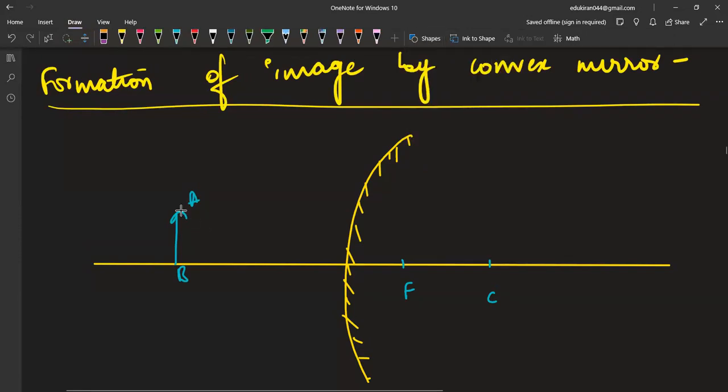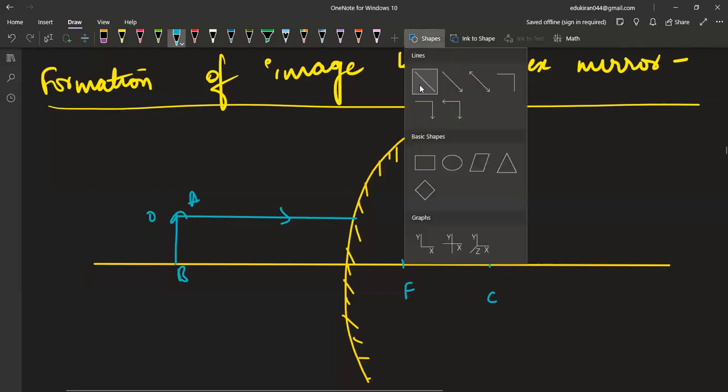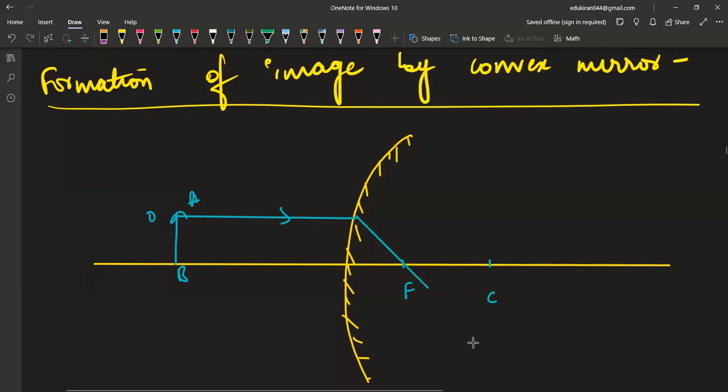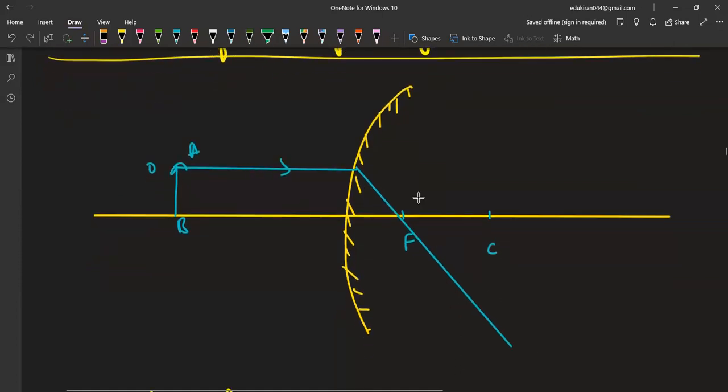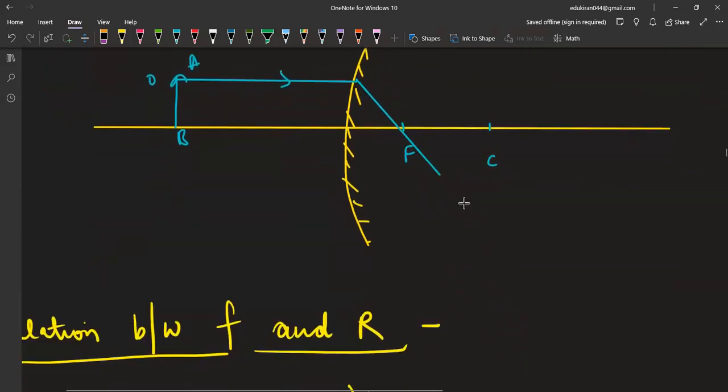So see, first ray of light. Again, the rules will be the same. It's just that for the formation of images at the focus and center of curvature, we'll be drawing virtual images. If this ray of light is parallel to the principal axis, and this is the object AB, then the rays of light pass through the focus. This is the rule. But see here, the rays cannot go behind the mirror.